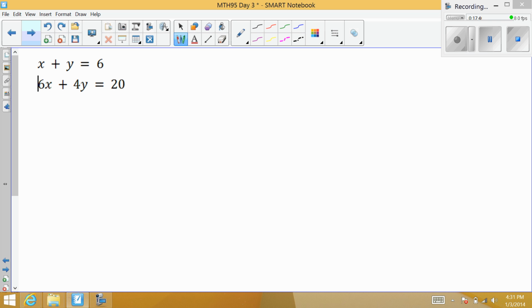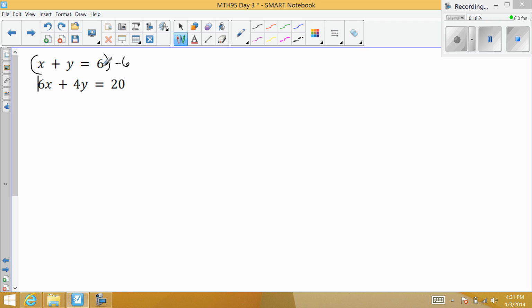So again, the idea is to have the coefficients for one of the variables to be the same, only one positive and one negative. Got a strange little mark there. That's supposed to be a 6x, not a 16x there. What I want to do this time is take the first equation and multiply it by negative 6, so that I'll have a negative 6x, which will cancel with my positive 6x. I also could multiply by negative 4 to get a negative 4y, which would cancel with my positive 4y. So it can be a little confusing here as there are multiple correct ways to do the problem. But let's just eliminate the x's.